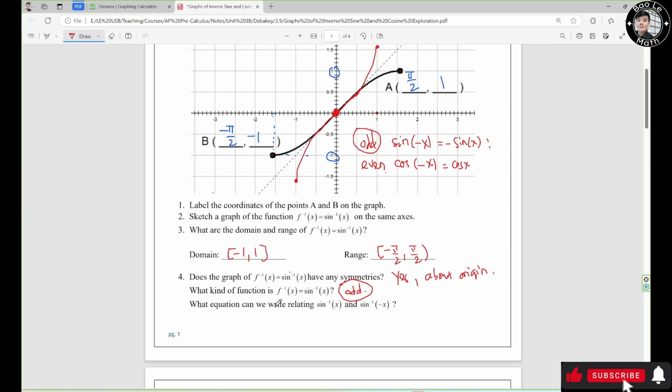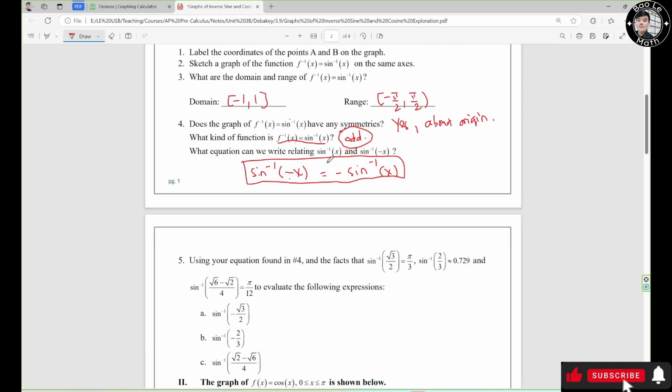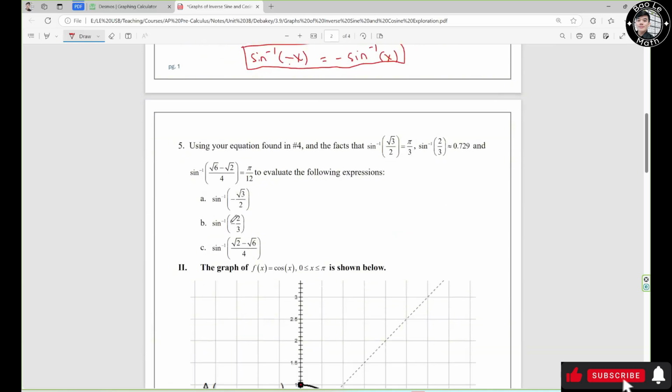What equation can we write relating sine inverse of x and sine inverse of negative x? The sine inverse function right here is odd, right? So we just write sine inverse of negative x equals negative sine inverse of x. Alright, keep that in mind. This formula is extremely important. Alright, now question number 5. We're going to use this formula to calculate the following, right?